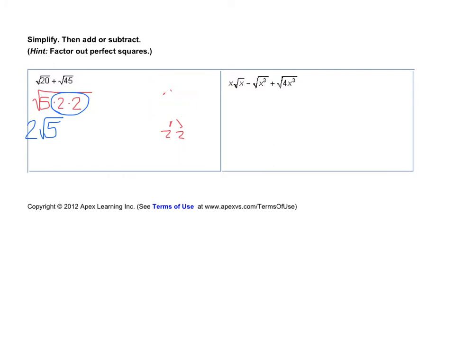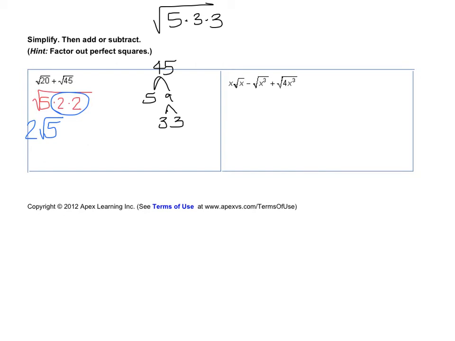And then I'm going to do the same thing for 45. So I have 45, and I'm going to prime factor it. 45, I can say that's 5 times 9. 9 is 3 times 3. So 45 is really 5 times 3 times 3.